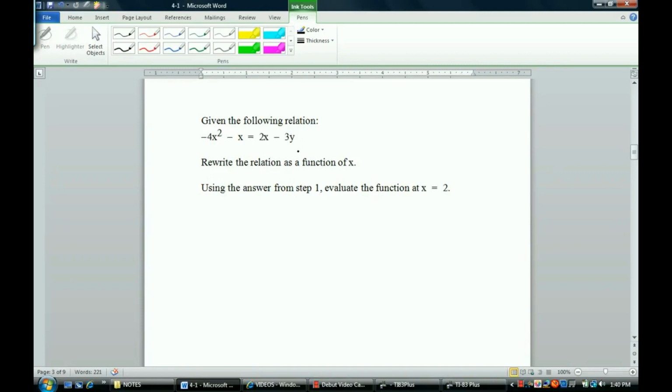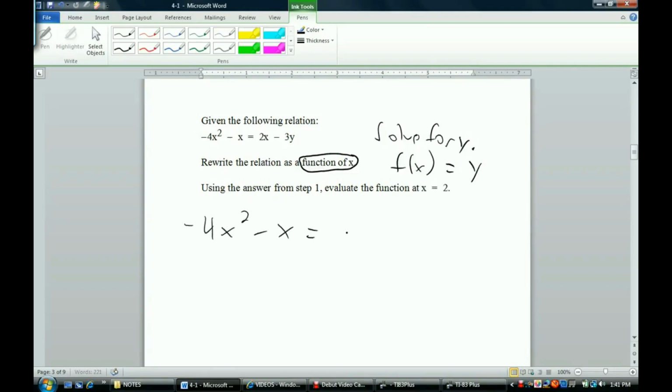You're given this relation, and you're asked to write it as a function of x. Now all that means is we want to solve for y. And the reason why we're going to solve for y is because f of x is just another way of saying y. So let's take the original problem and solve for y.